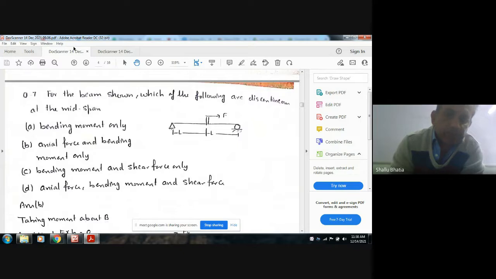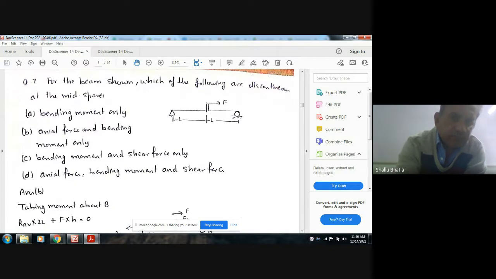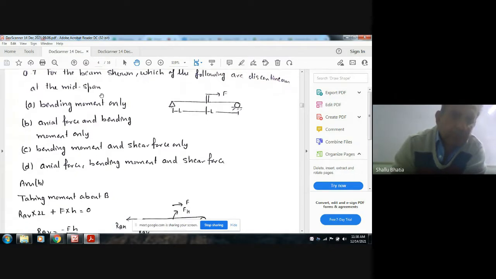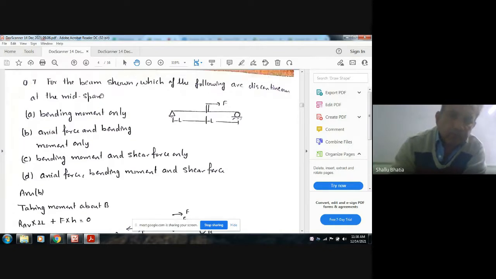for the beam shown, which of the following are discontinuous at midsection? This is the beam shown. Option A, bending moment only. Option B, axial force and bending moment only. Option C, bending moment and shear force only. Option D, axial force, bending moment and shear force. Okay, so this is the beam.